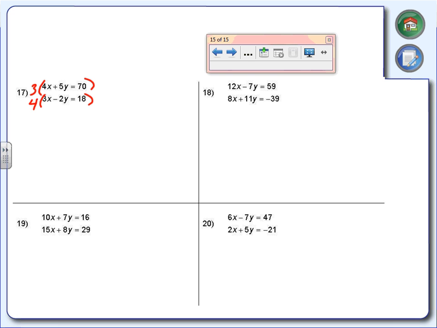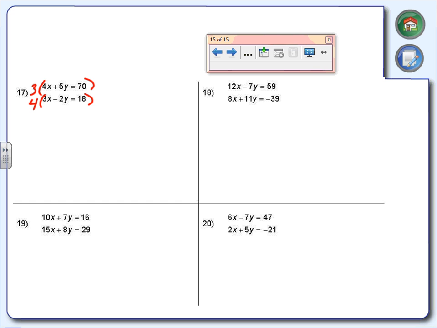Now, why did I choose 3 for the first equation and 4 for the second equation? Can anybody see it? Why did I choose those 2 numbers? They switch. What am I going to end up with when I multiply 3 times the 4x? 12. What do I get when I multiply 4 times the 3x? 12. They're going to match up, right? Which is the whole idea here, get them to match up. So let's go ahead and do that.